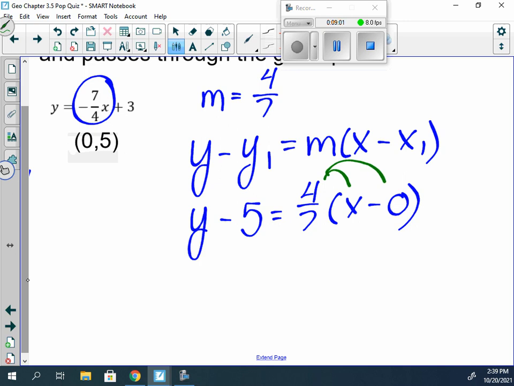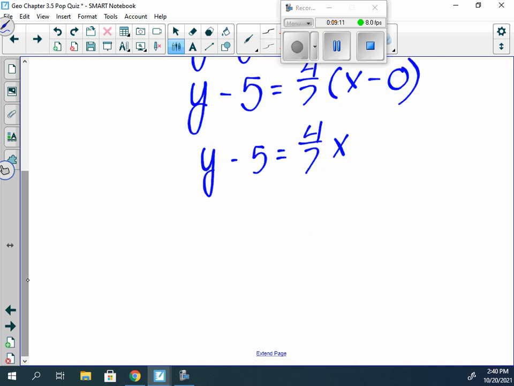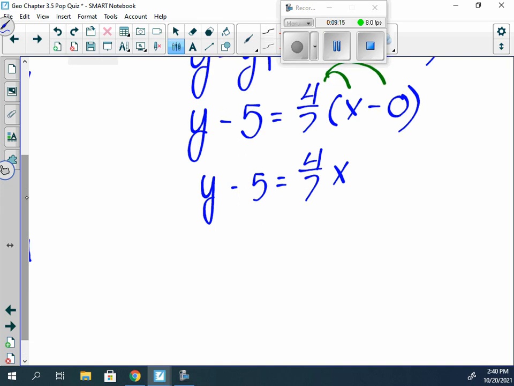The next thing we can do is distribute the 4/7. So we have y minus 5 equals 4/7 x. What is 4/7 times 0? Do we need to write anything there? No, we can just leave it off. We don't need it. What do we do next? Add 5 to both sides.